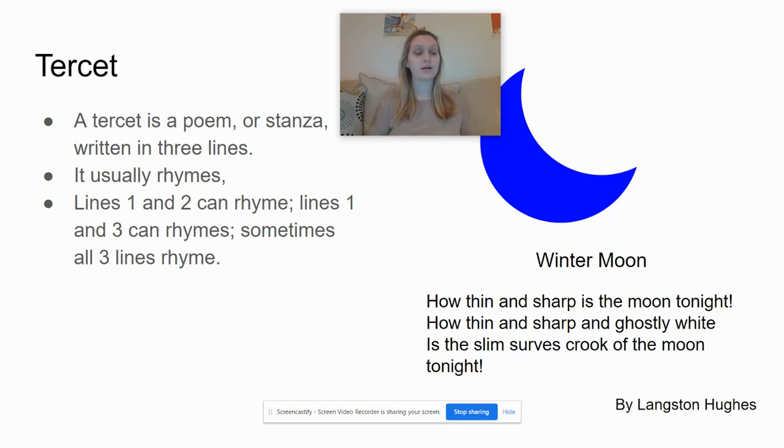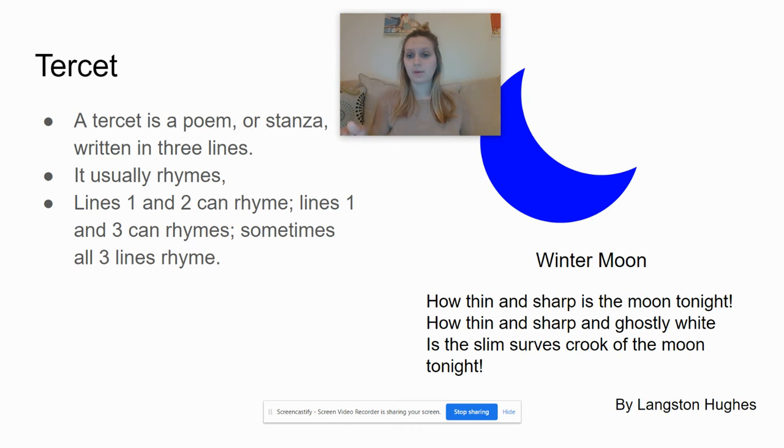Okay, the next type of poem is a tercet. A tercet is a poem or stanza written in 3 lines. It usually rhymes just like the couplet. Lines 1 and 2 can rhyme. Lines 1 and 3 can rhyme, and sometimes all 3 lines rhyme.